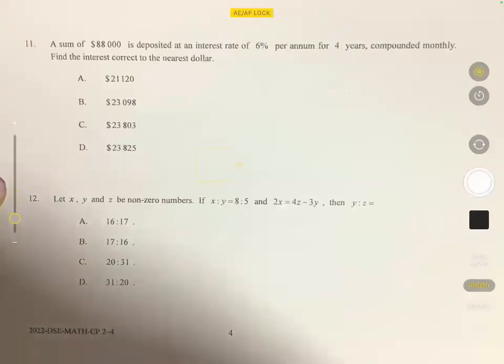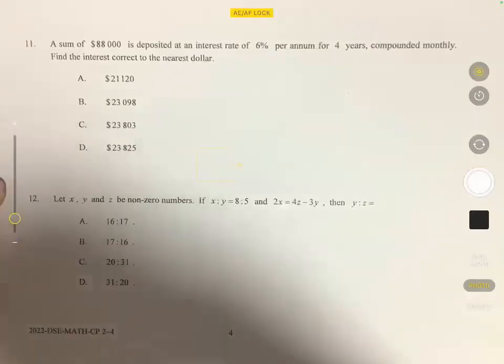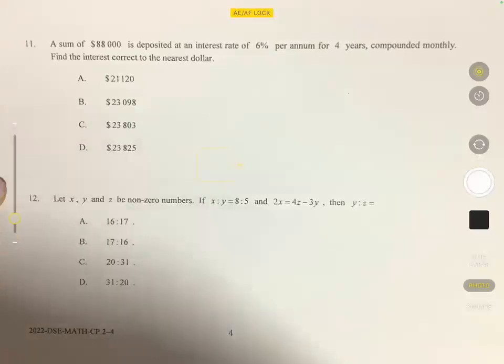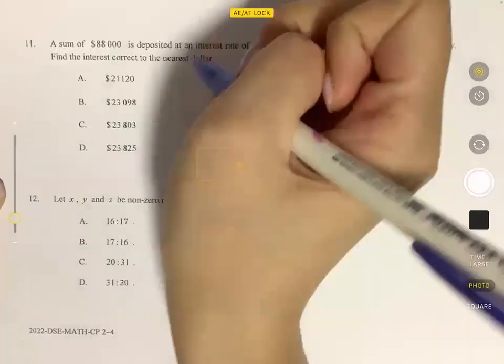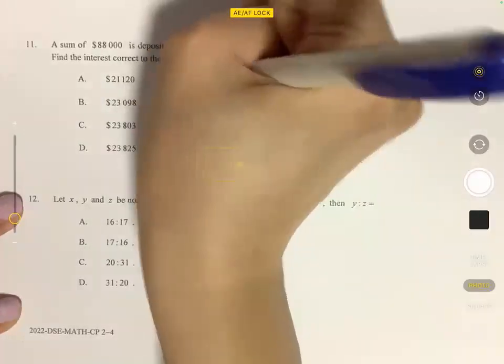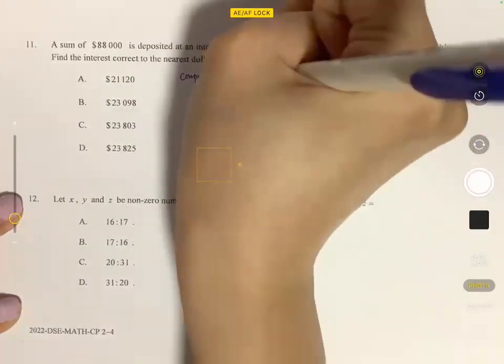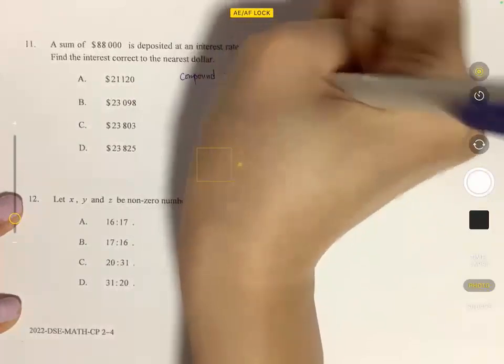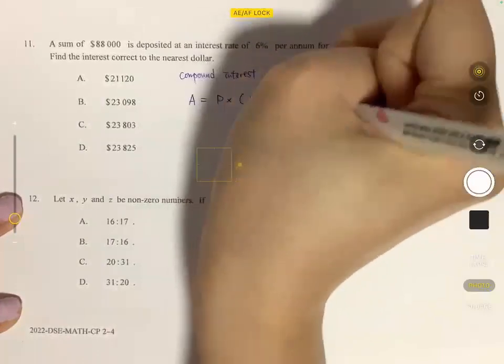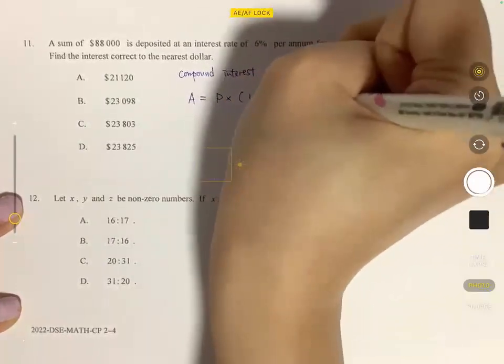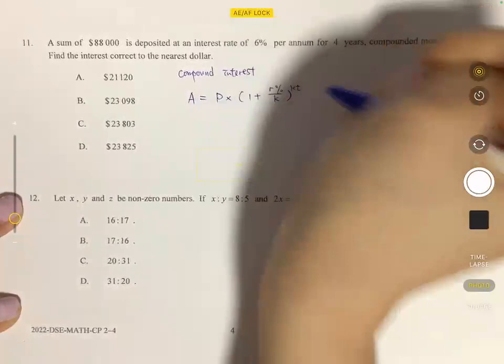For question 11, we have a compound interest problem again. For a compound interest problem, first we need to memorize the formula, okay? What is the formula? A equals P times (1 + R%/K) to the power of KT.